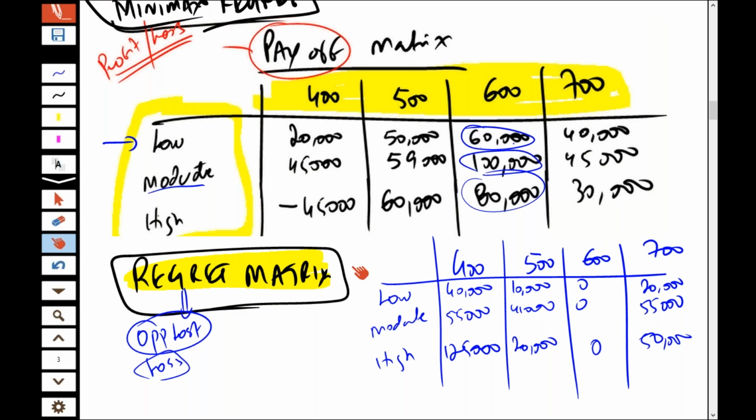Now, the concept of regret means the loss. How have we established these loss values? Try to understand. For example, assume that the demand is low. If the demand is low, how much is the maximum we could have earned? 60,000. How much did we earn? 20,000. So what is the loss? 40,000. Again, demand is low. How much could you have earned? 60,000. How much did you earn? 20,000. So the loss is 40,000. Again, how much could you earn? 60,000. How much did you earn? 50,000. So what's the loss?